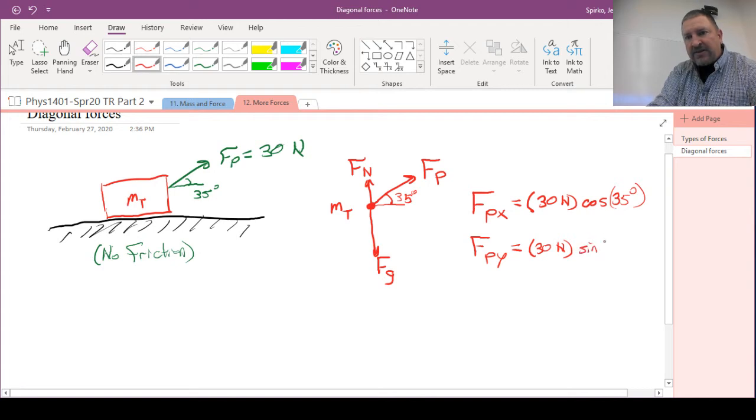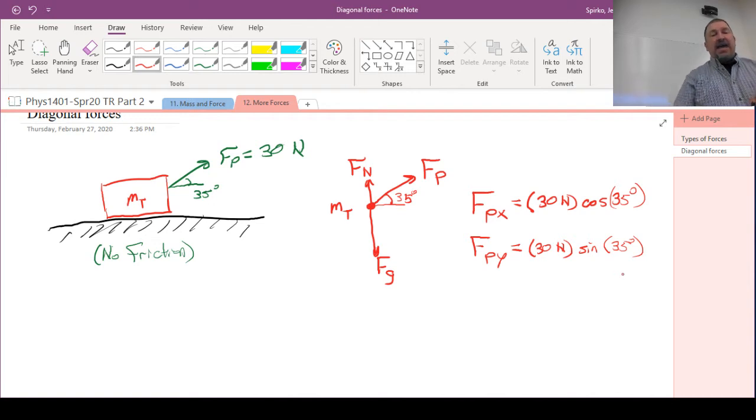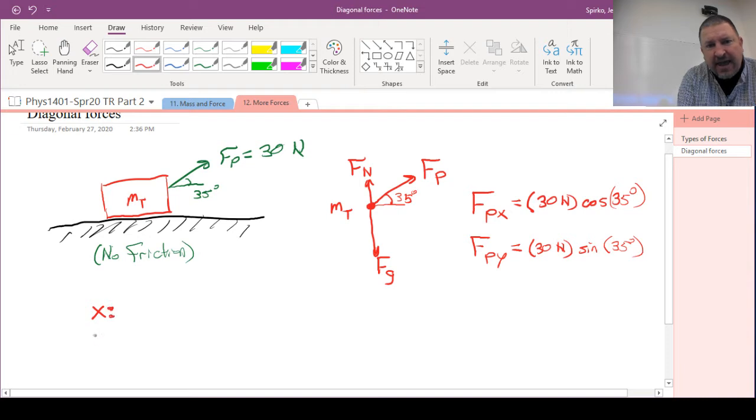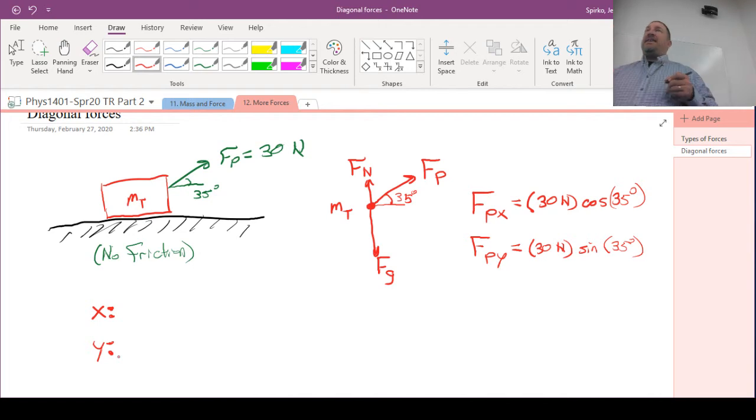And this is sine 35 degrees. So now, when I do my F net equals ma, I need to do it twice. Once for the x direction, and once for the y direction. And as I go through each of these, I need to think about what forces are affecting that direction, and then what is going to be the acceleration in that direction. So one way to do it is just to do the x equation and then do the y equation.